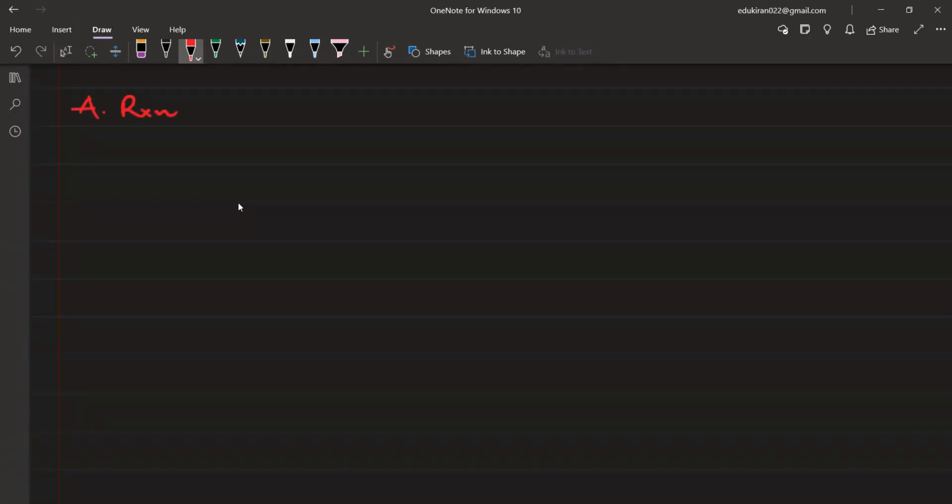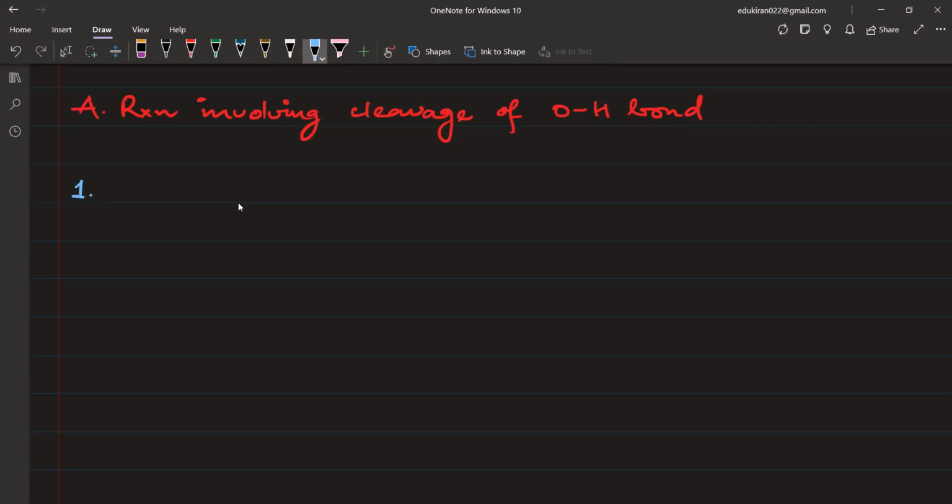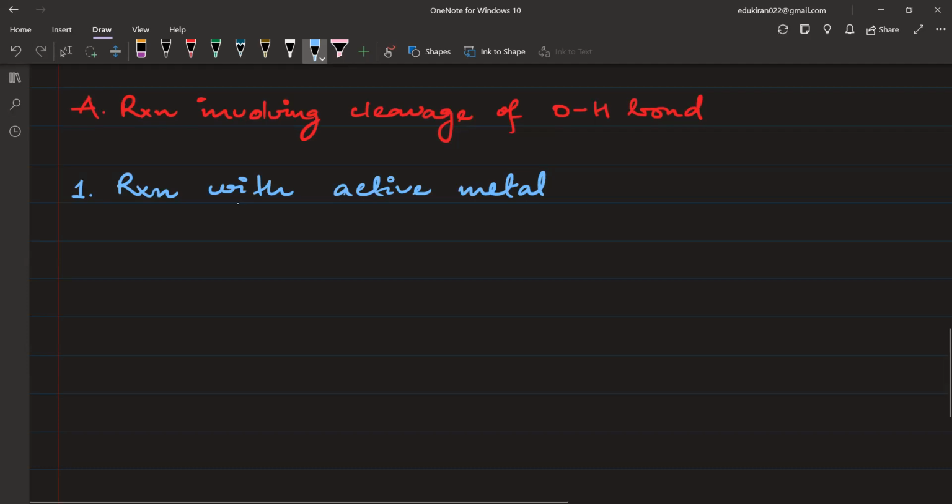Reaction involving cleavage of OH bond. Okay. Now the first type of reaction, or the first reaction that we are going to look at, reaction with active metal. Reaction with active metal. Active metal कौन से पता है? छापा याद है आप लोग को?